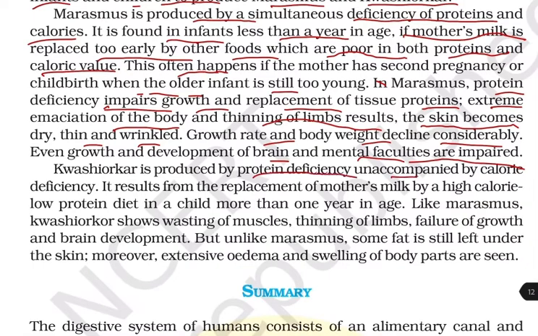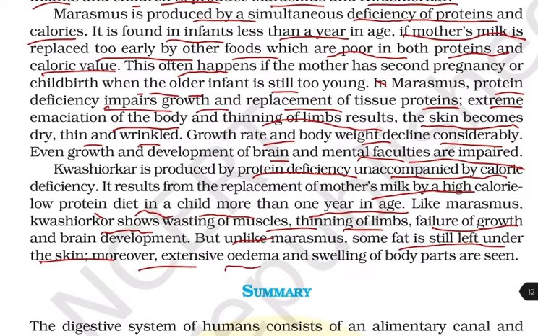Kwashiorkor is produced by protein deficiency unaccompanied by calorie deficiency. It results from the replacement of mother's milk by a high calorie, low protein diet in a child more than 1 year in age. Like marasmus, kwashiorkor shows wasting of muscles, thinning of limbs, and failure of growth and brain development. But unlike marasmus, some fat is still left under the skin. Moreover, extensive oedema and swelling of body parts are seen.